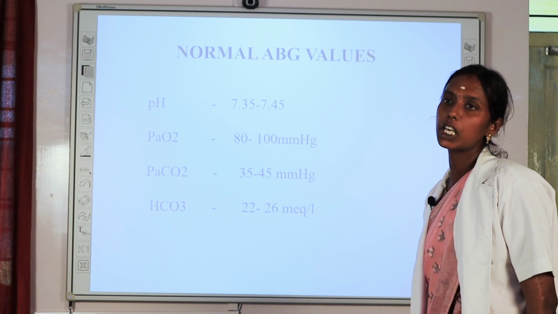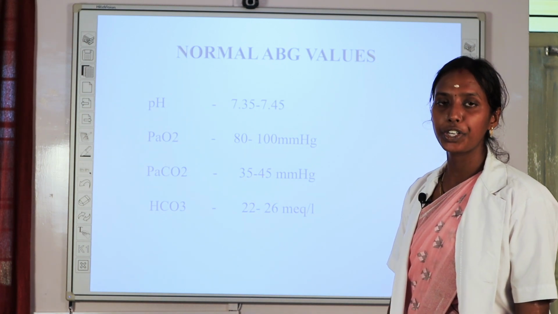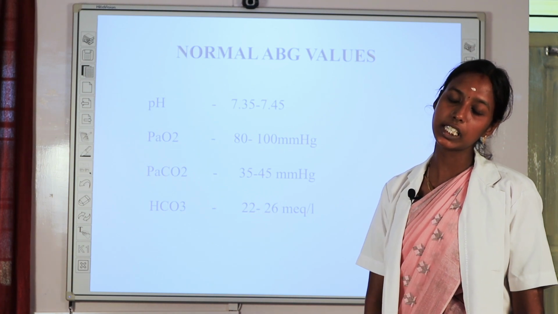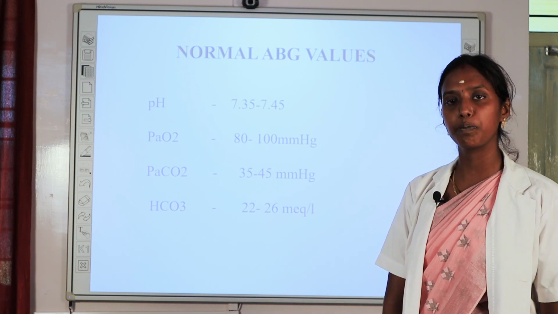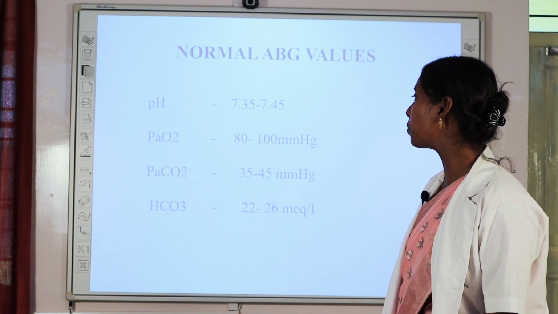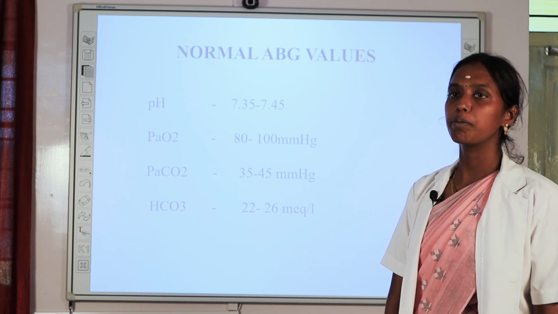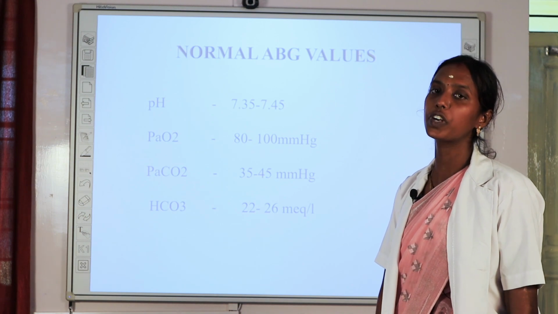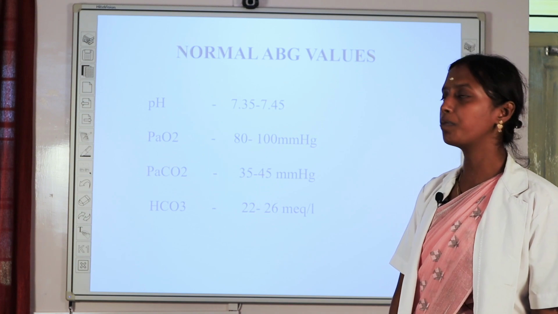What are the normal ABG values? The first is pH, 7.35 to 7.45. In case the pH is less than 7.35, we call it acidosis, and greater than 7.45 we call it alkalosis. And second is the partial pressure of O2, or PaO2, 80 to 100 mmHg. And next is PaCO2, the partial pressure of carbon dioxide. The normal range is 35 to 45 mmHg.